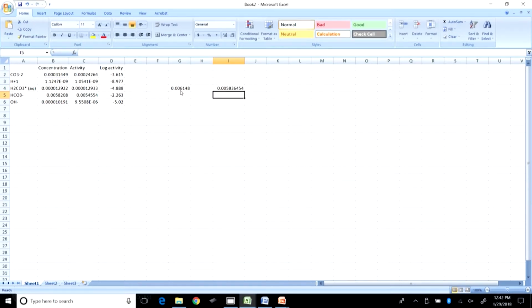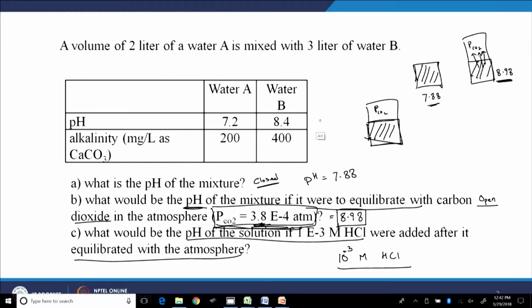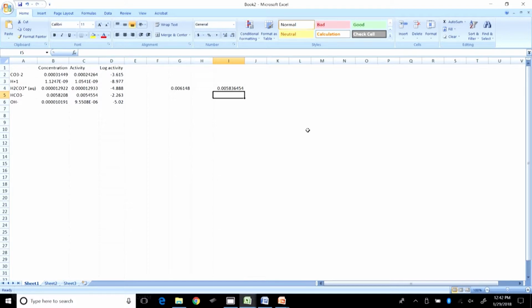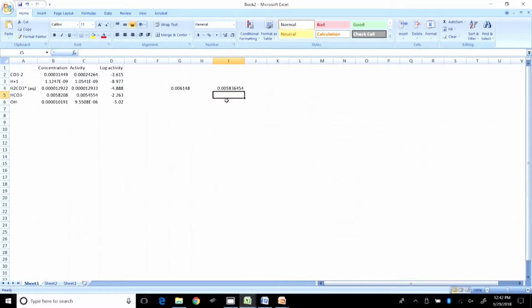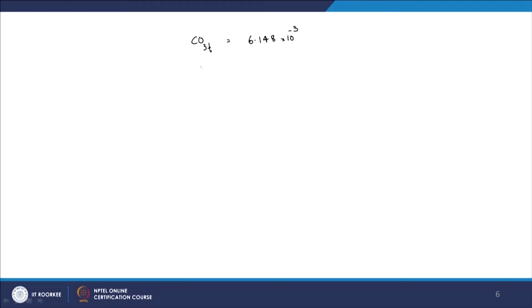What are they? 6.1 into 10 power minus 3, and let me write this down so that we do not skip through that again. My Excel slide here is somewhere here. CO3 total is 6.148 into 10 power minus 3. And what is my H total? H total is equal to 5.836 into 10 power minus 3. Right, so that is what we have here.